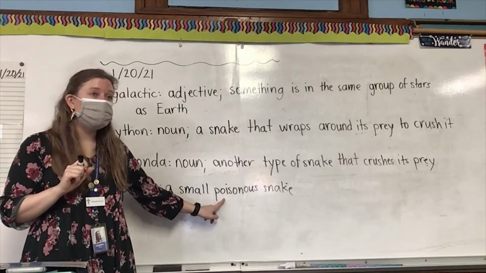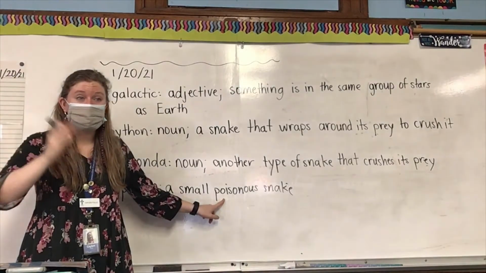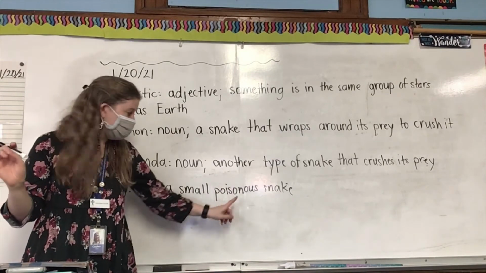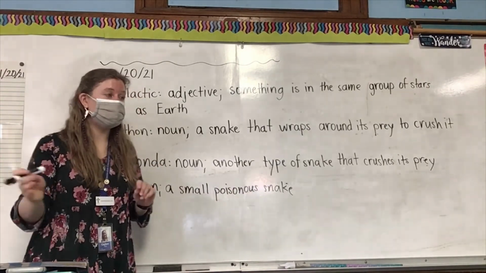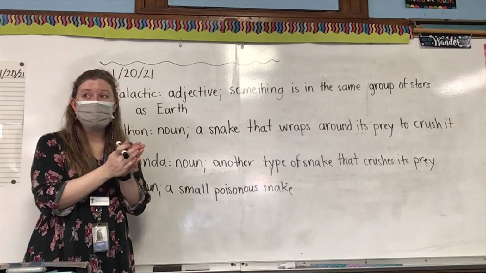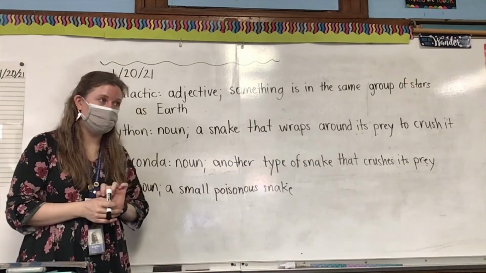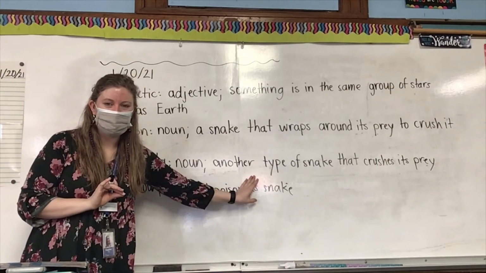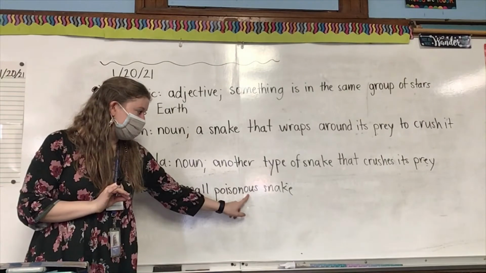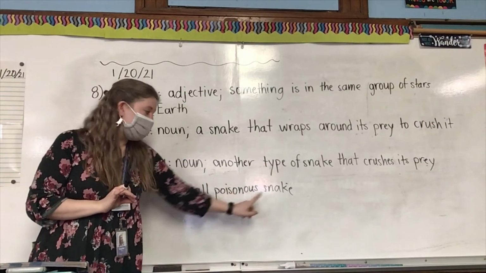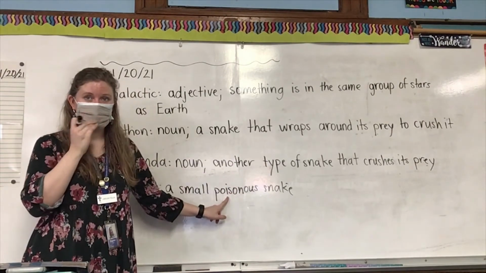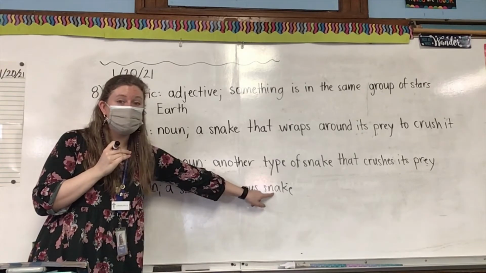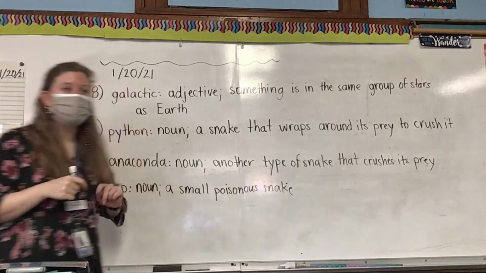But poison is the base word. We know poison means a thing that is bad, a thing that can hurt you, a substance that can hurt you. O-U-S is a suffix that turns that noun into an adjective, meaning that something has poison. So we know poison is a bad substance that can hurt you. Poisonous means that that noun that follows can be described as poisonous, so it has poison. So poisonous tells us that this noun, snake, has poison.